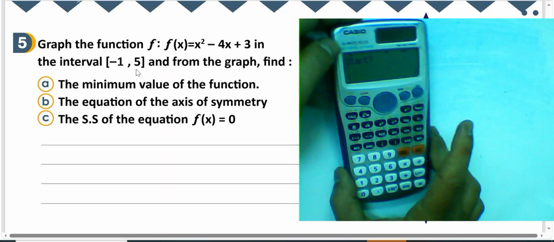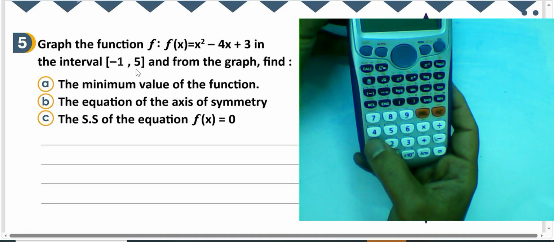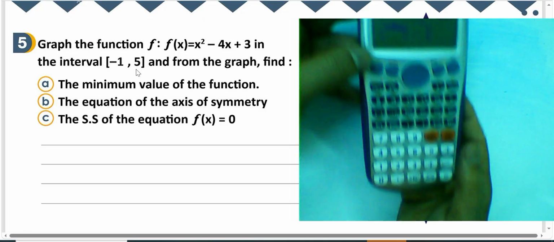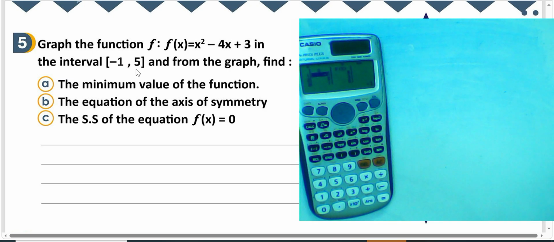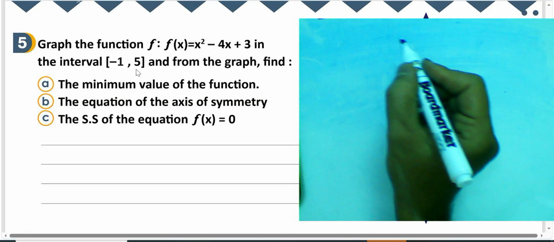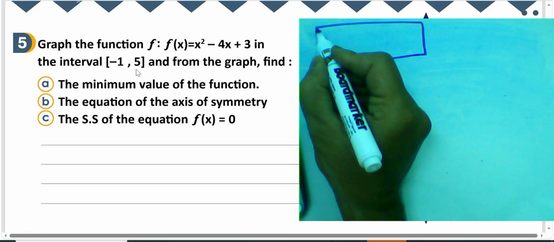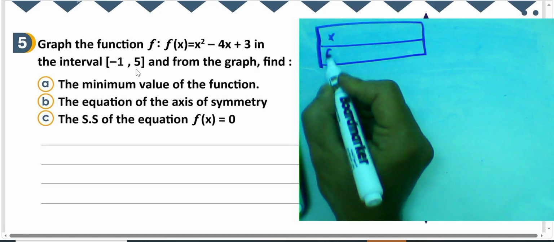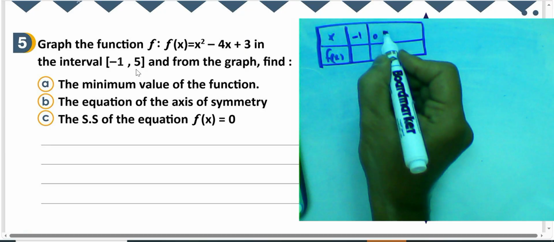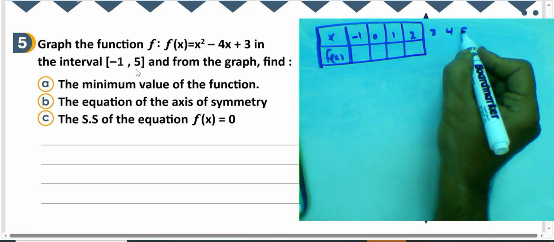Okay, from negative 1 first. Write negative 1 here, and then equal, and then the end of the interval, 5. Write 5, equal. Then we have the table here. We can draw the table from the information. Okay, I will draw the table like this. X and f of x. Write negative 1, 0, 1, 2, 3, 4, and 5.